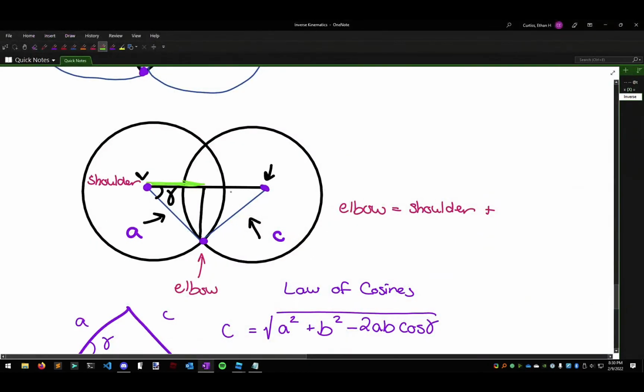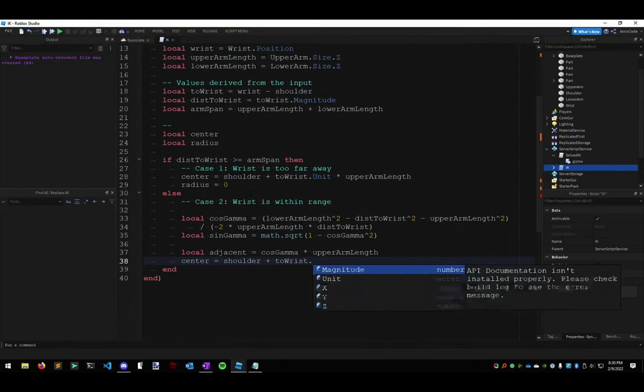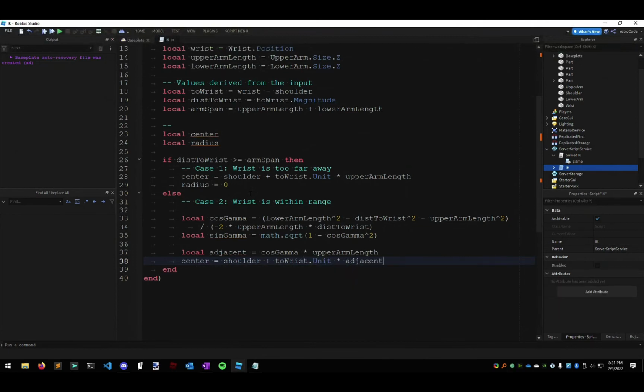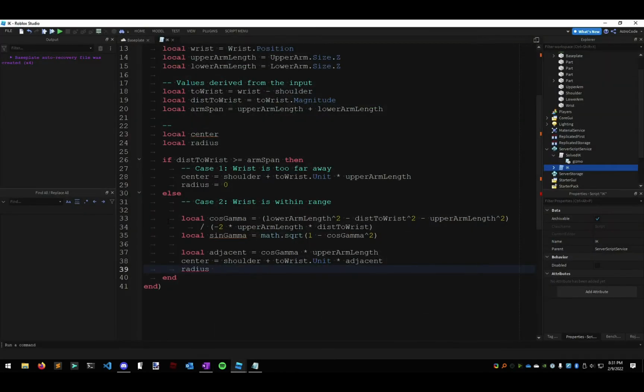Okay, and then we're almost there. So now we can find this position in the center. That's going to start at the shoulder. We're going to move in the direction of the wrist by the length of the adjacent side. And lastly, we also need the radius of the circle. And that's going to be sine of gamma times the upper arm length, so A. Okay, so we're very close now.